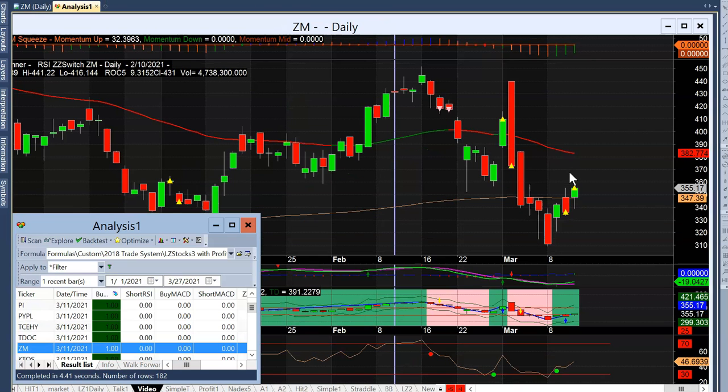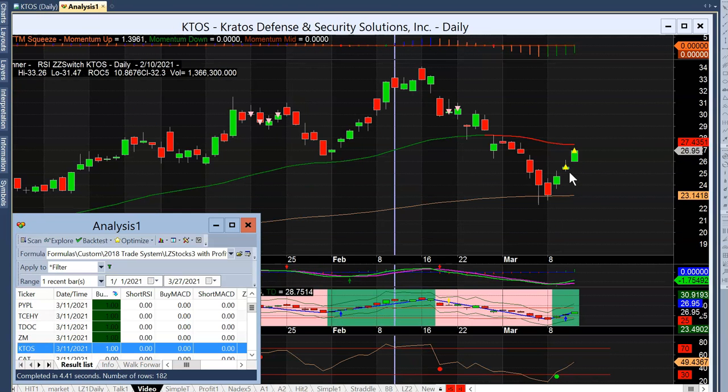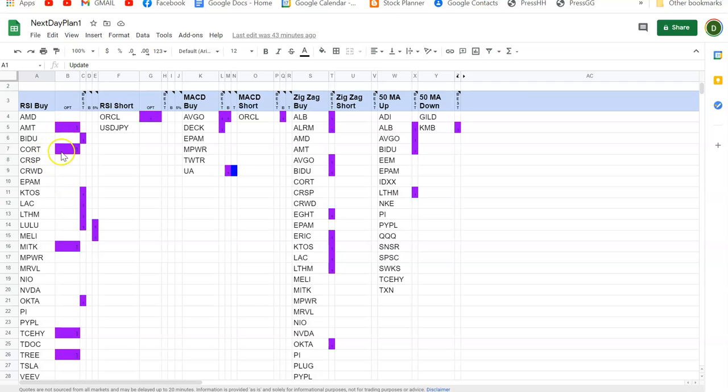TDOT, ZM, KTOS, which I'm in. Lots to choose from. All looking good. But the problem with RSI, again, and I might have mentioned it before, is that they all switch at the same time, and you can't buy everything, and you could start running out of money. That's why I'm looking at options, because they're a little cheaper. So let's look at American Tower, CORT, MITK, TECHI, TREE, VEEV, and CRSP for option plays.